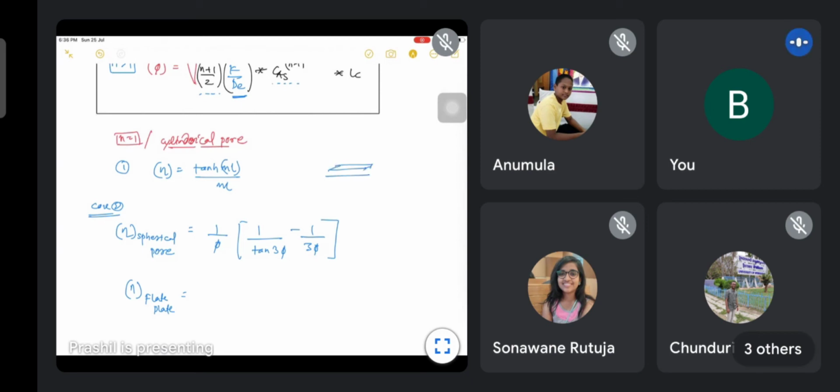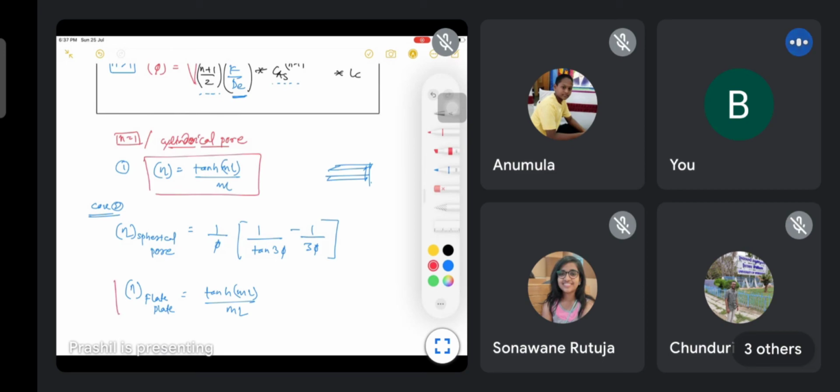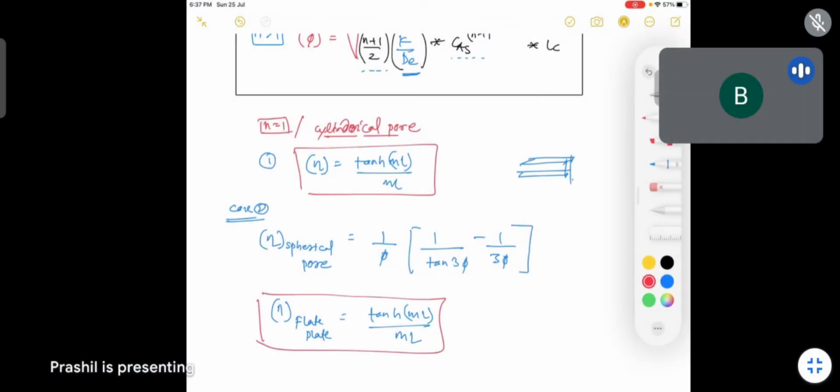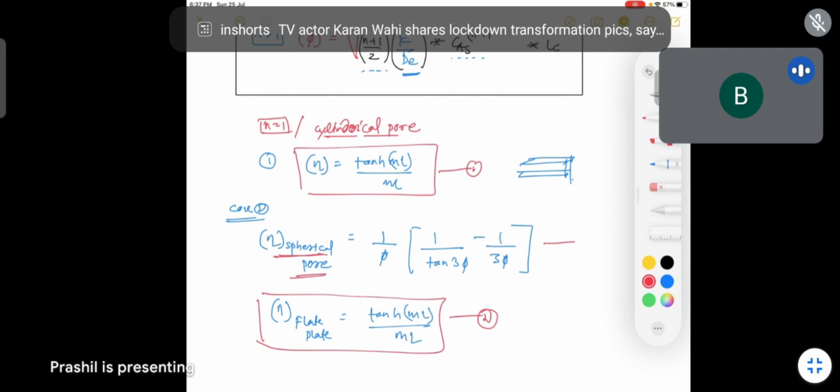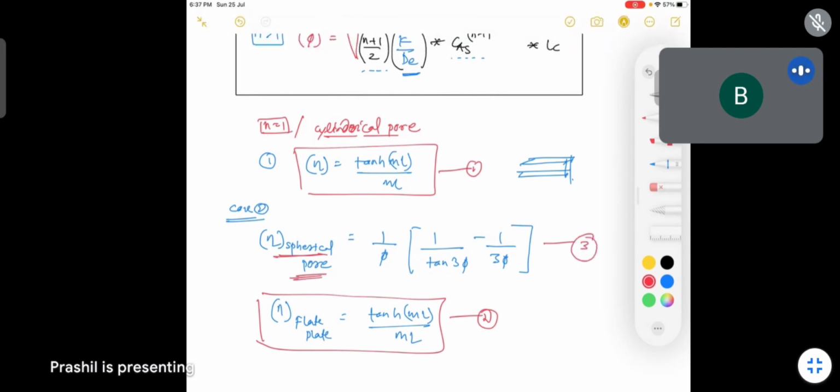In that case you will have the same formula as this, because more or less it has a cylindrical shape. So you can have tanh(ml)/ml. You can see here that for the cylindrical one and the flat plate you have the same formula. You just need to remember this equation for the spherical pore. So the third one is different, that is the spherical pore.